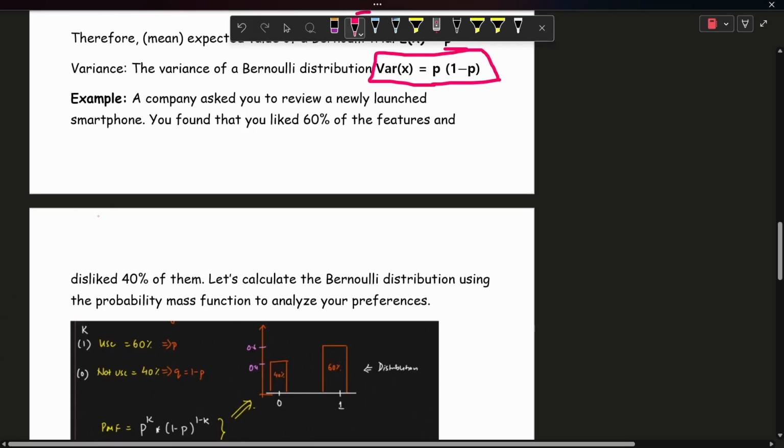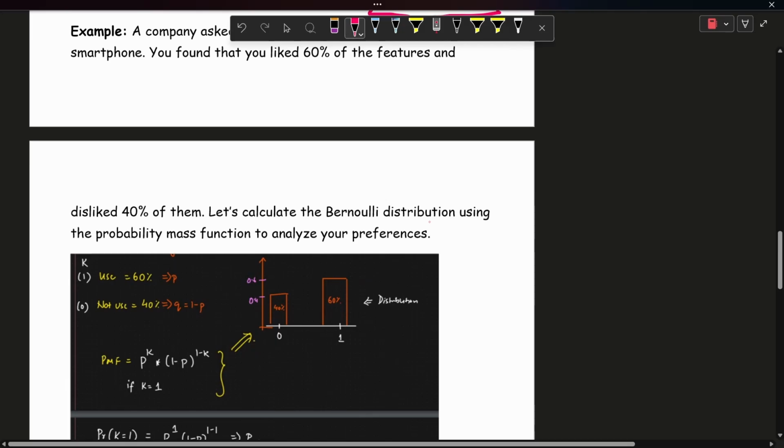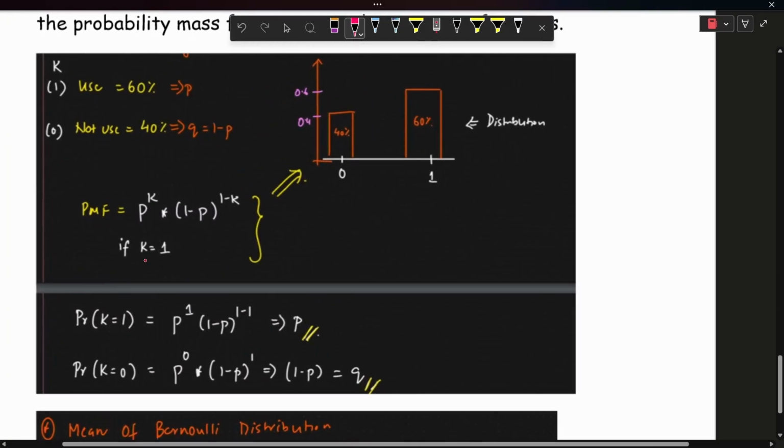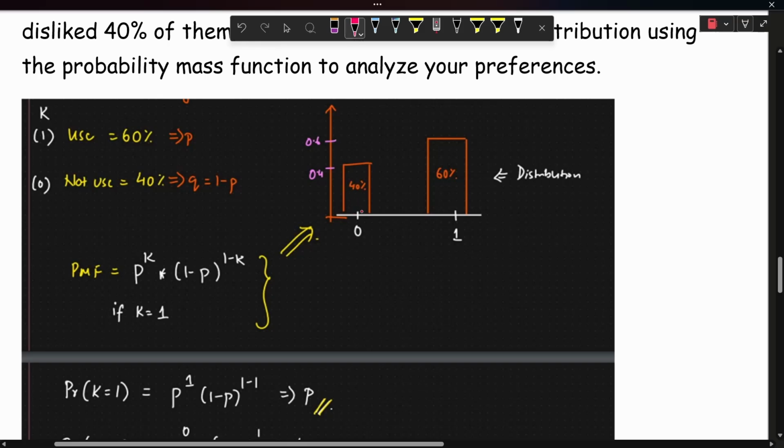So we'll take an example. A company asked you to review a newly launched smartphone. You liked 60% of the features and disliked 40% of them. Let's calculate the Bernoulli distribution using the probability mass function to analyze the preferences. So here 0 means you didn't like it that much, and 1 means you liked it and want to keep the product. 60% you want to keep the product, and 40% you don't want to keep the product. So 60% is taken as p, the success, and 40% is taken as q.